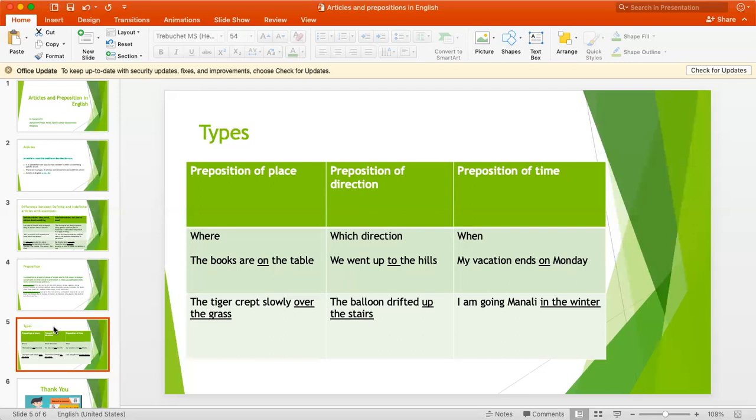The next one is preposition of time, when it happened or when it occurred. So my vacation ends on Monday. And the next one is, I am going to Manali in the winter. So it's talking about the time period, the weather, or the season. So these are a few examples of preposition of time, place, and direction.